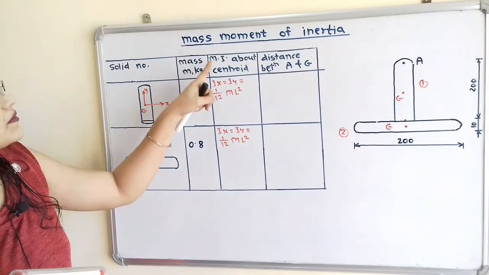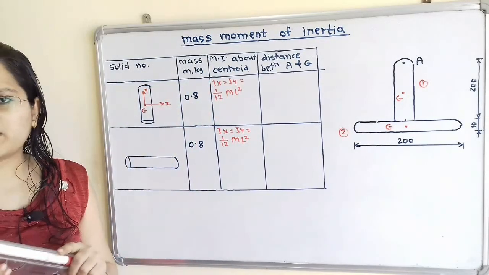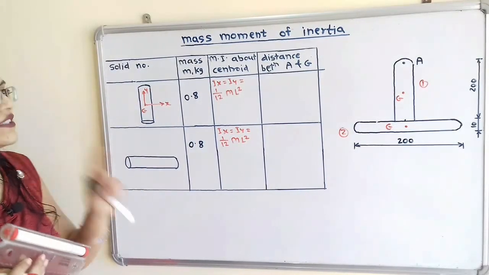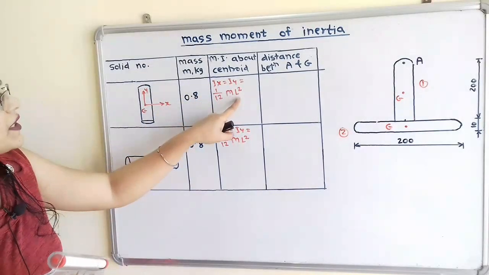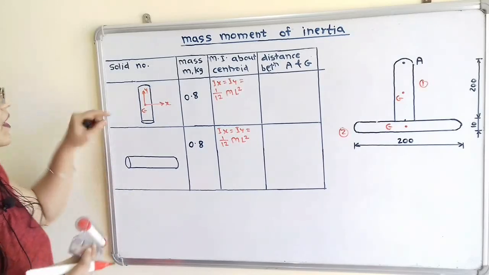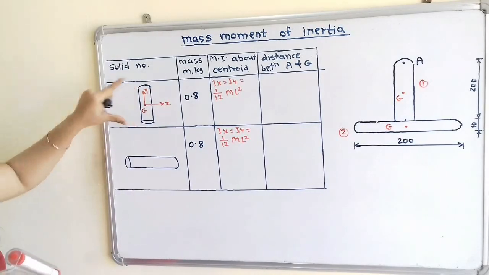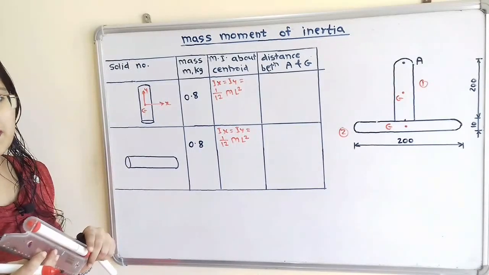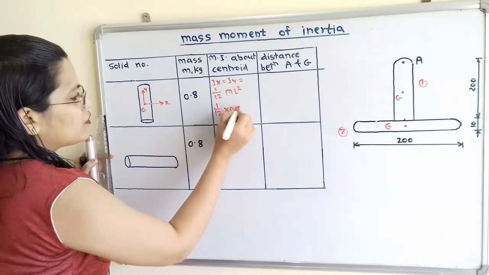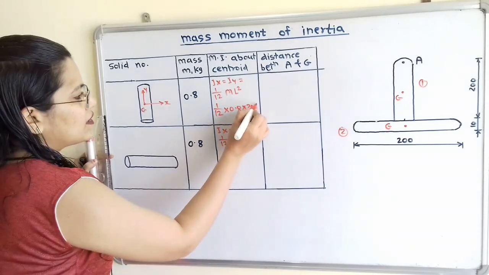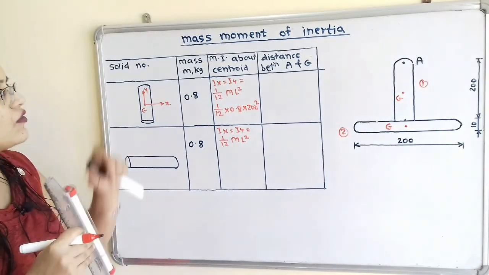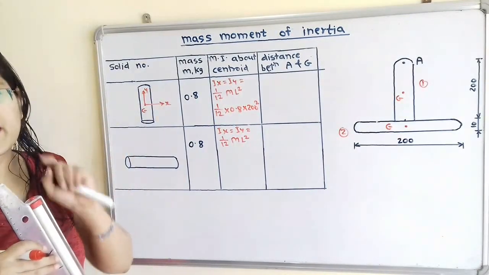The next column is the moment of inertia about the centroid. The moment of inertia about point G for this rod is equal to 1 by 12 m L square, where L is the length of the rod. The length is 200 millimeter, so we take 1 by 12 multiplied by 0.8 multiplied by 200 square. Then we have to find the distance between point A and point G.